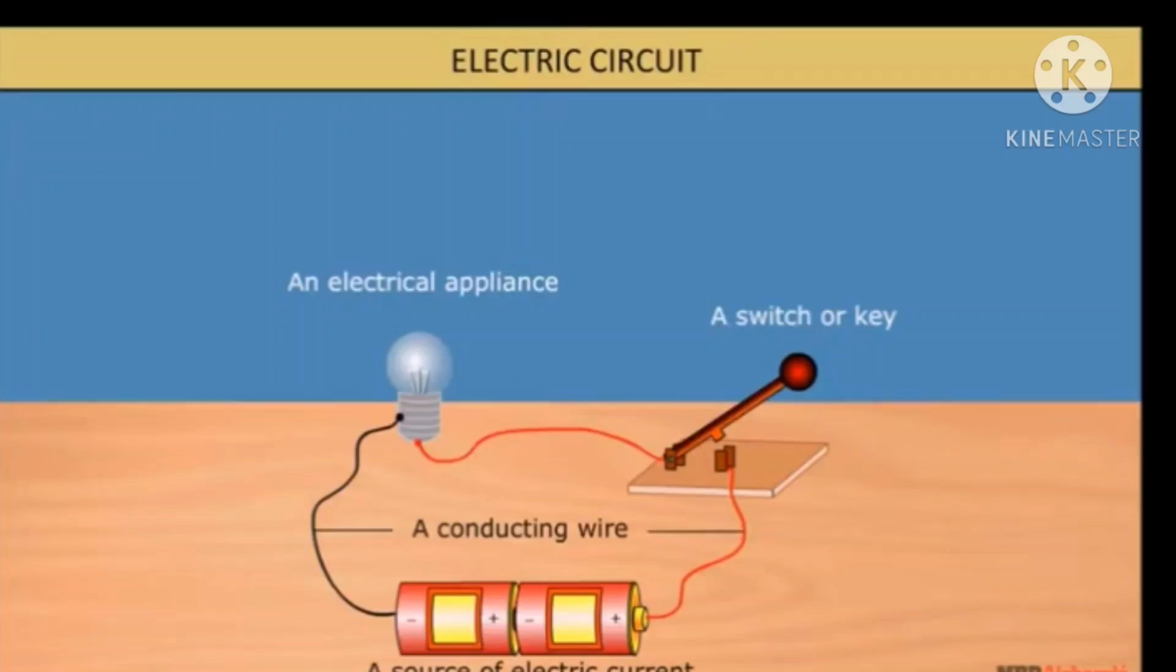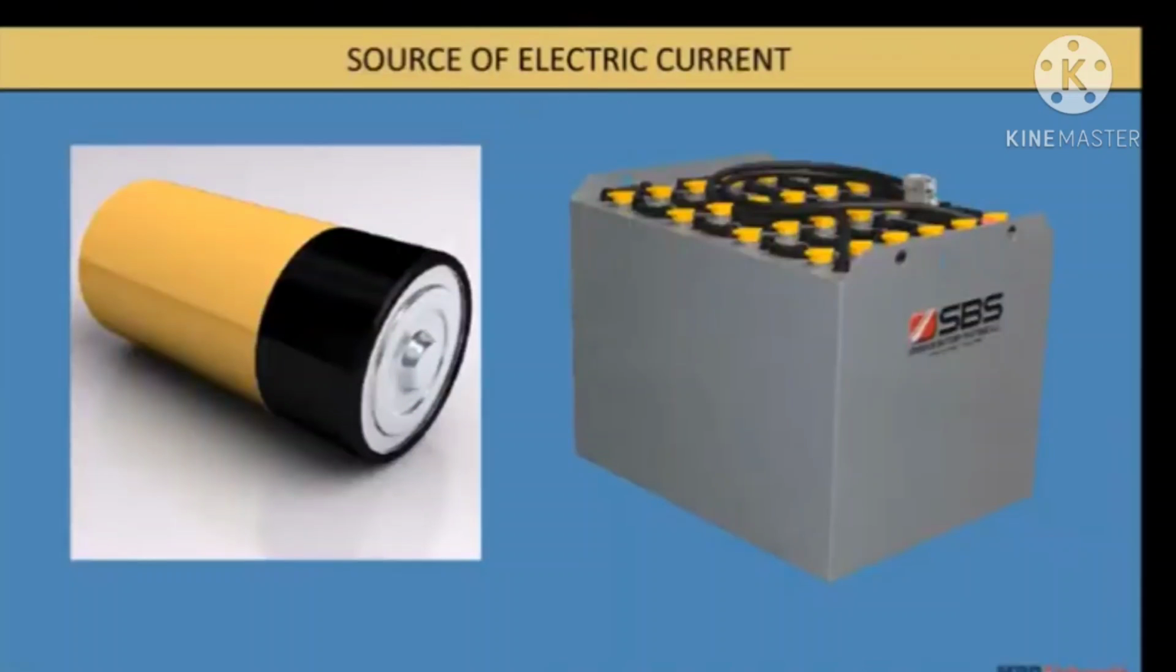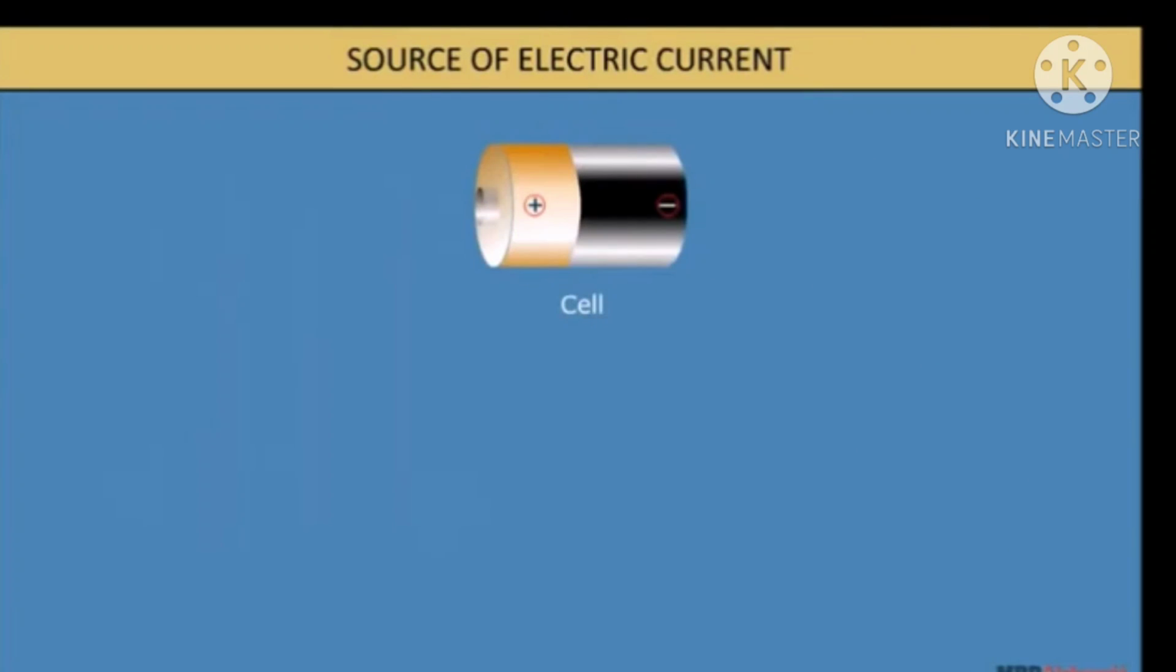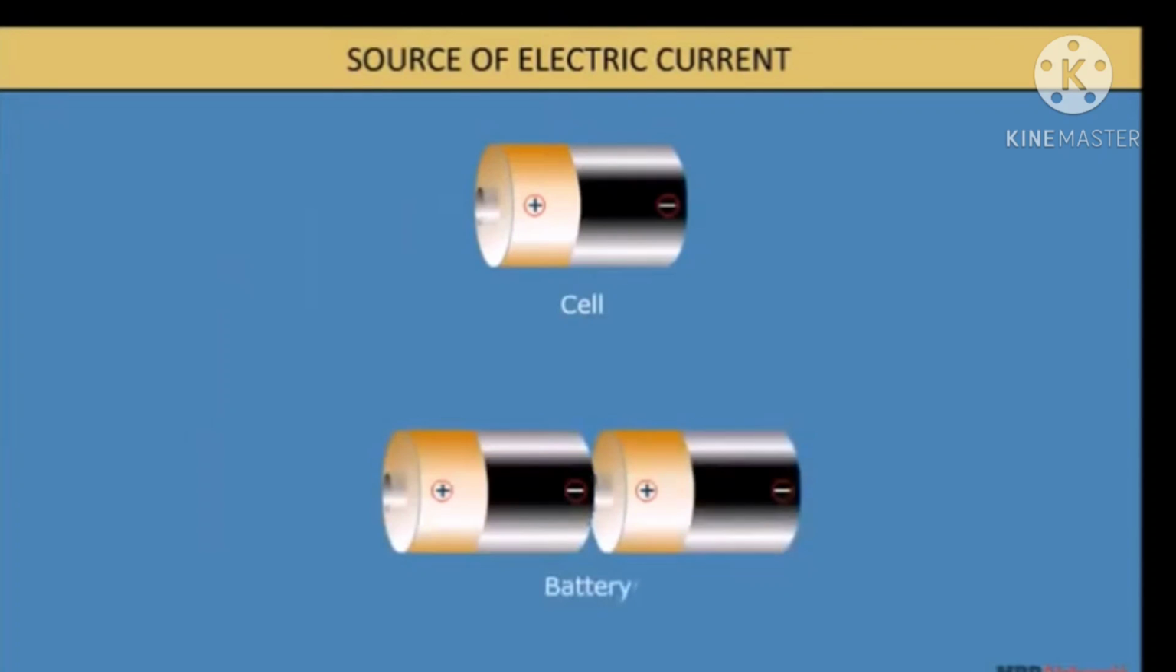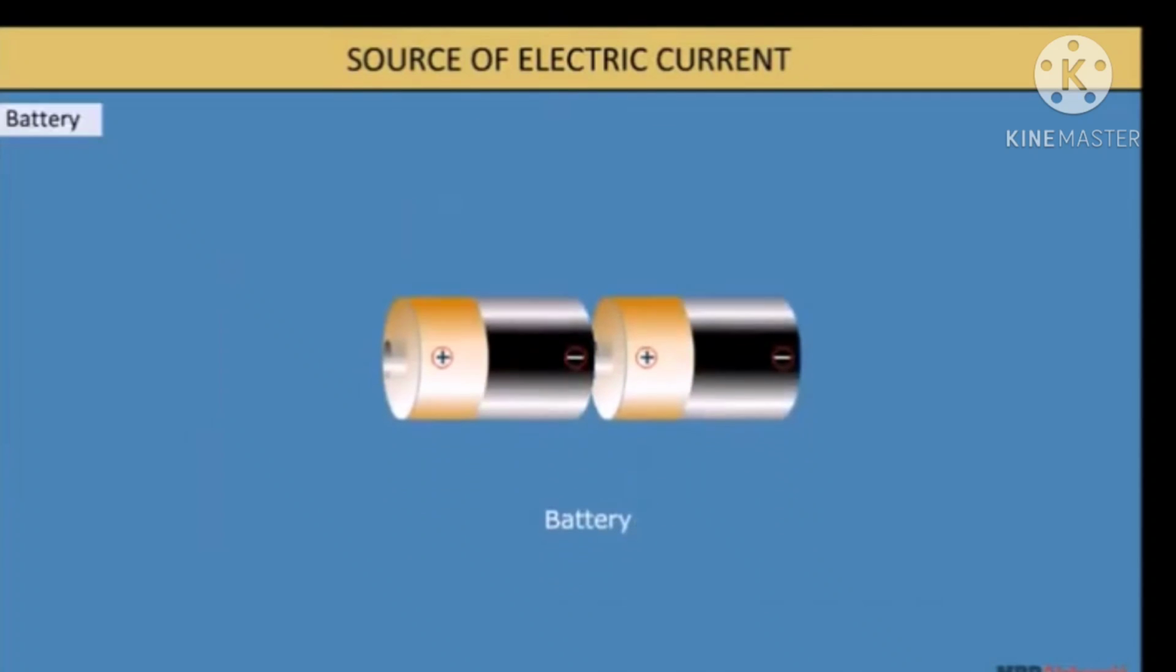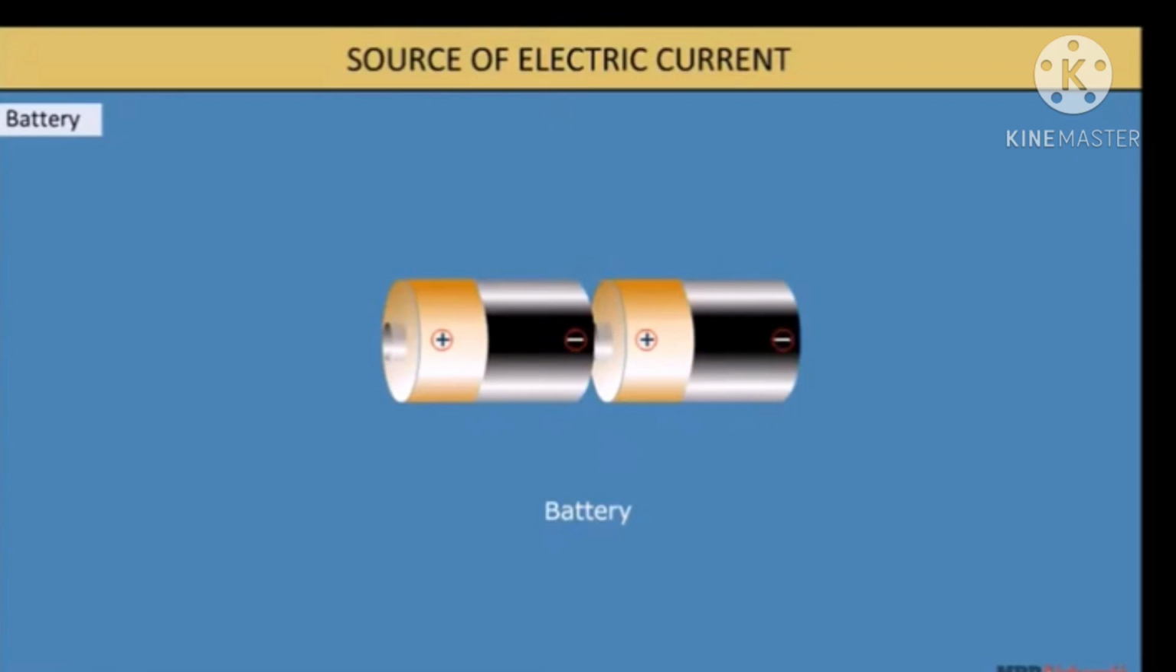Now, let's study about the sources of electric current. Children, a device that produces an electric current is called a source of electric current. For example, cells, batteries, etc. Now, battery. Children, when two or more cells are used to draw an electric current, the combination of cells is called a battery.